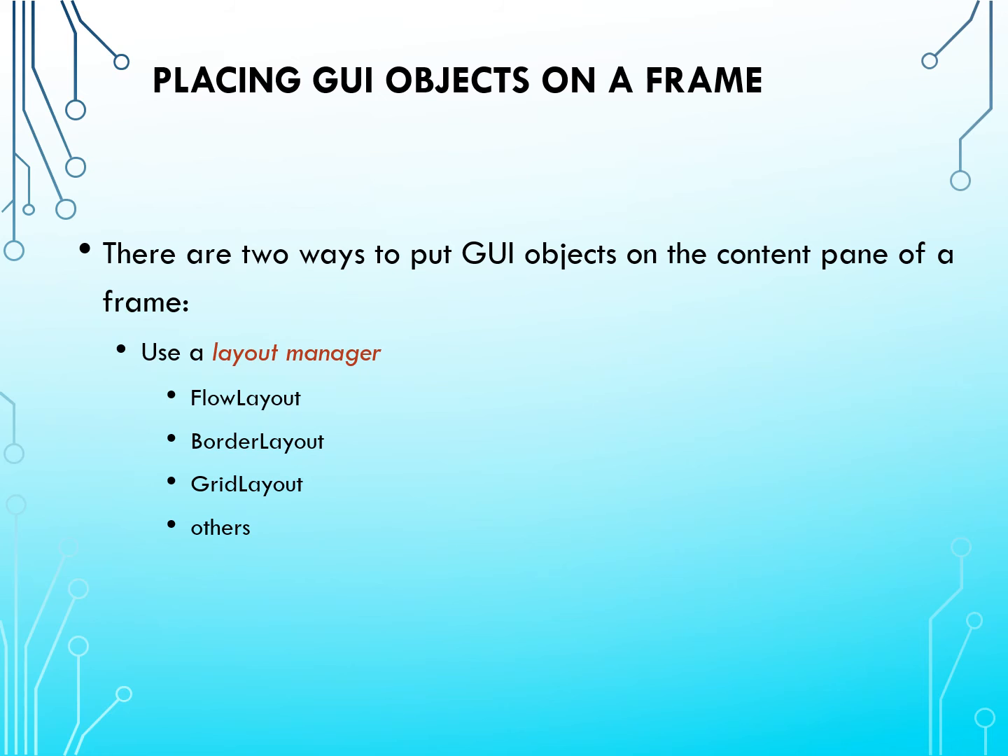Border layout is a way of organizing according to, for example, north and south, west and east. That is the way of organizing if you are using border layout. Grid layout is more like a table kind of organizing of the components. Or you can actually use absolute positioning, meaning that you set the location of X and Y inside the content pane.